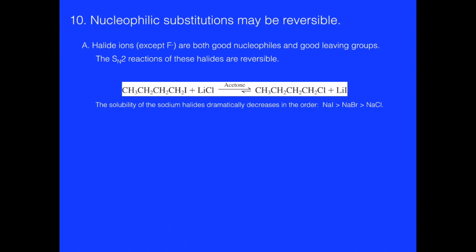Nucleophilic substitutions are also reversible, or they can be reversible. And we've used the halide ions, and with the exception of fluorine, they're both good nucleophiles and leaving groups. When we see a reaction like this, we see the R group with iodine, which is the leaving group, and chlorine coming in as the nucleophile. Notice that the arrow is bigger in the forward direction, smaller in the reverse. That means the reaction is more favorable towards the product side.